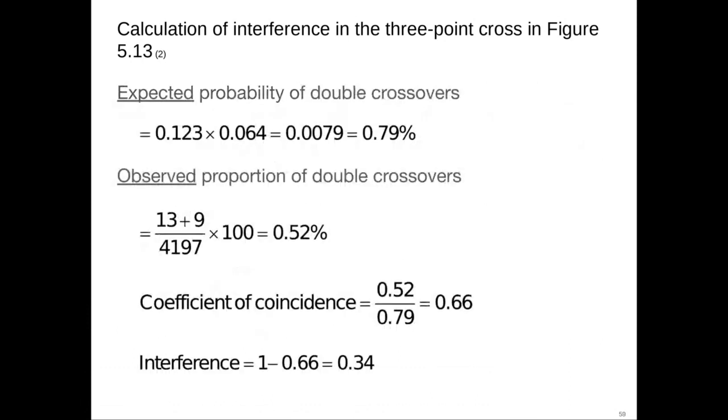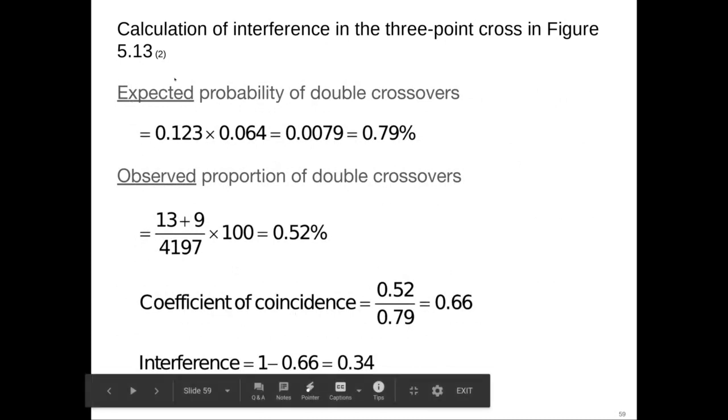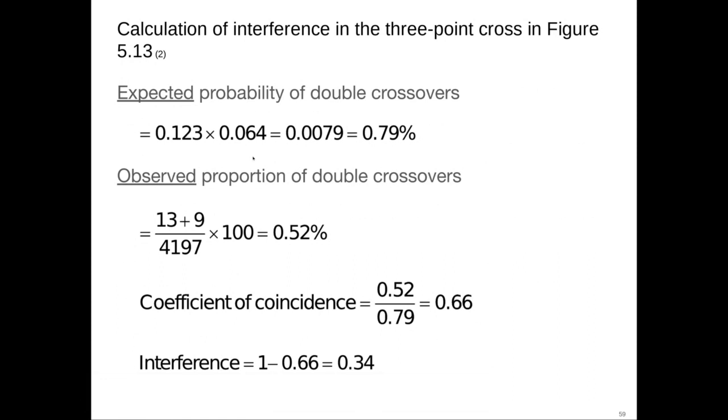So let's look at this. The expected probability of a double crossover is 12% times 6%, which gives us 0.0072, or 0.72%. Now, the observed proportion of double crossovers is 13 plus 9 divided by 4,100. Remember, the 13 plus 9 is our population numbers here. Times 100 gives us 0.52%.